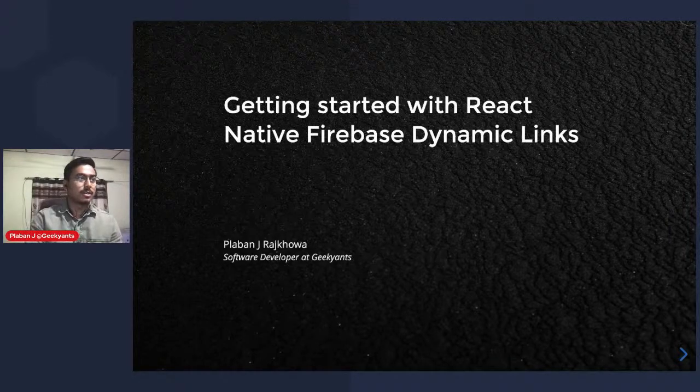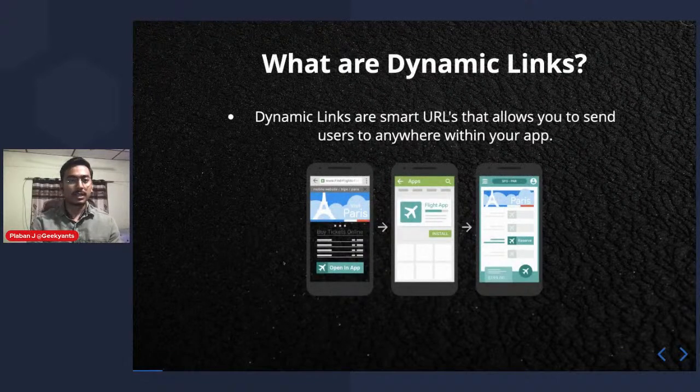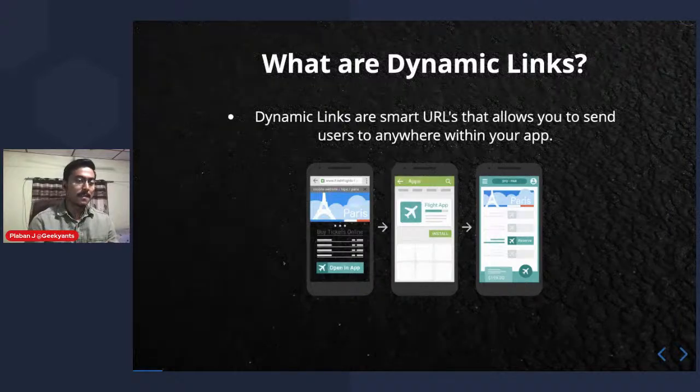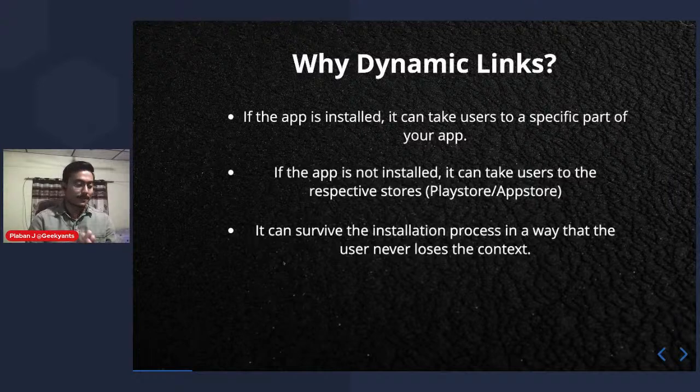So today we are talking about how to get started with React Native Firebase dynamic links. So first of all, what are React Native Firebase dynamic links? These are basically smart or, you could say, magic links that enable us, the developers, to give our users a very personalized experience. It lets you take users to a very specific part of the app from a website or a link. The idea might be very vague at this point in time, but it'll get clear as we go further.